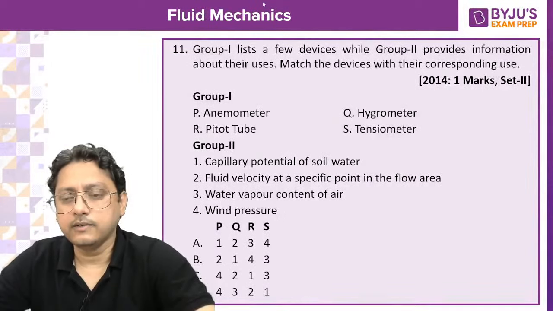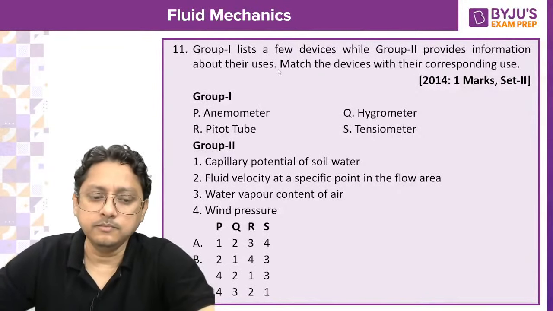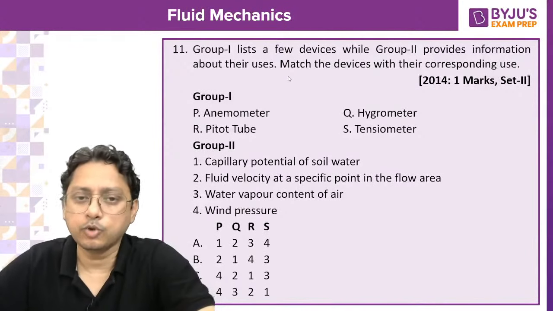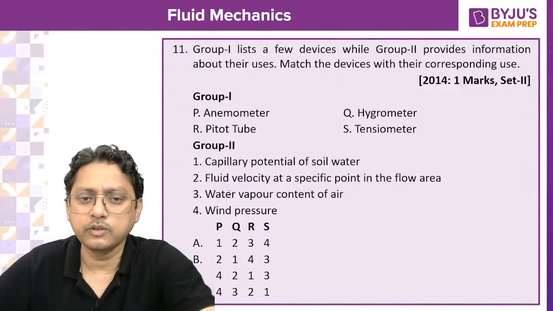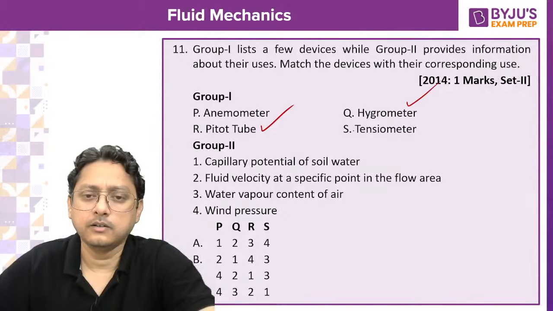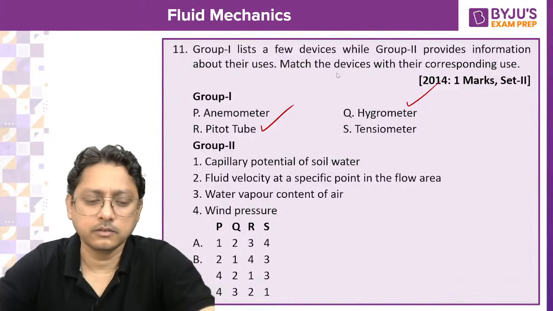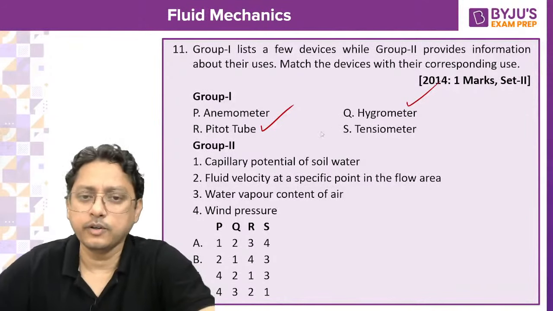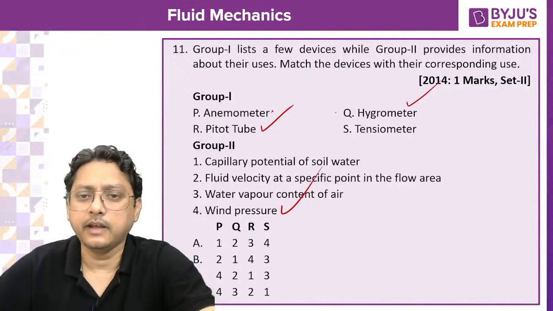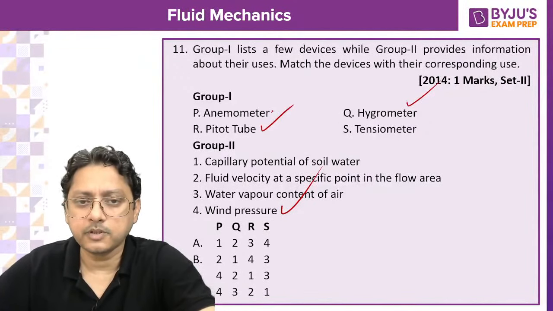There is another question. This is quite theoretical one. If you remember that, then only you will be able to answer. It was asking to match it, right? Most of the time we know that anemometer we are using for what? Pitot tube we are using for what? Hygrometer we are using for what? Several times you have already gone through that. Anemometer you are using to find out the wind pressure. So P will be 4.